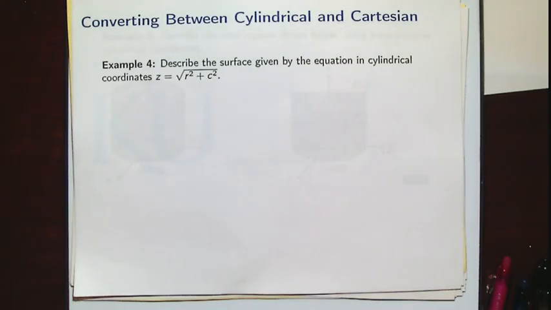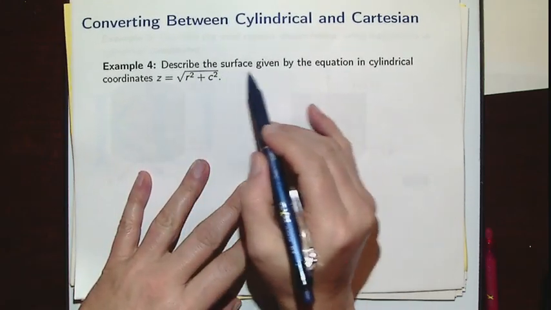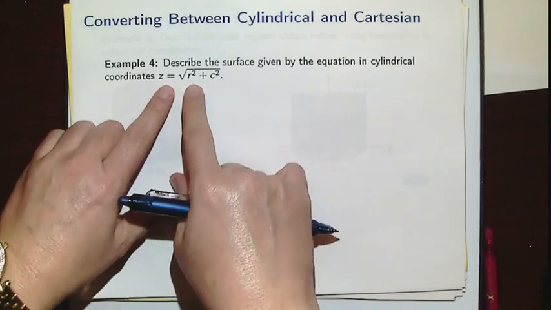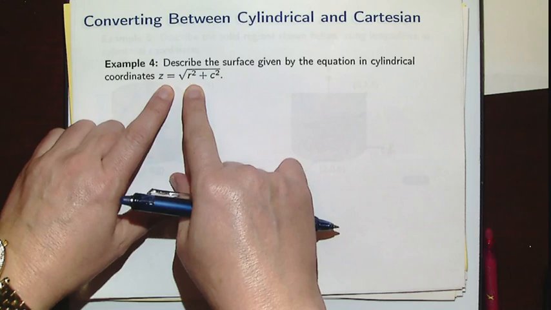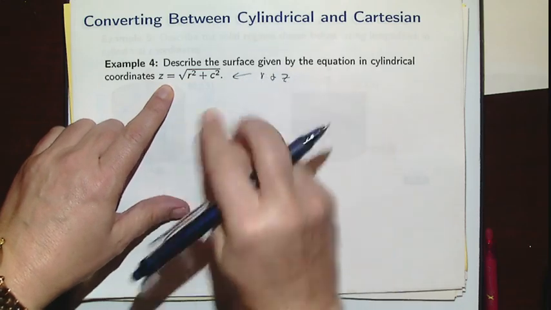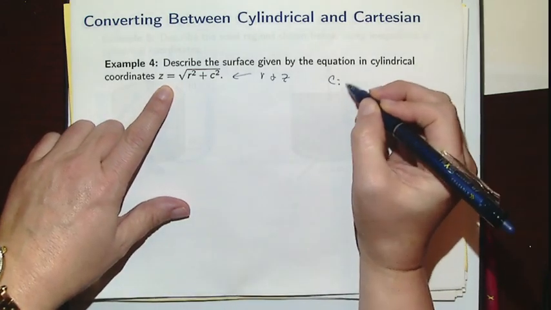So I'm moving on to the second. Now here, it's asking you to describe this surface. Can you tell this is a cylindrical coordinate surface? Yeah? It has r and z. What do you guys think c is? C is a constant.